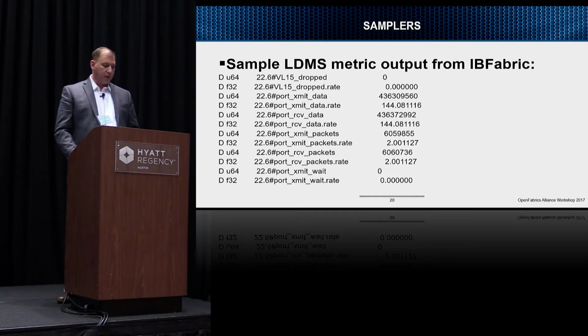The metric output is, again, we want to be able to see who's got what metric. So the first two items on the left will tell you the lid and the port. For instance, this would be lid 22, port 6. And it'll also break it down to the MAD metric. For instance, port transmit data, port transmit wait, receive data, receive packets, transmit waits, etc.